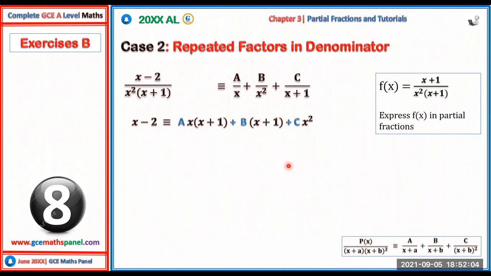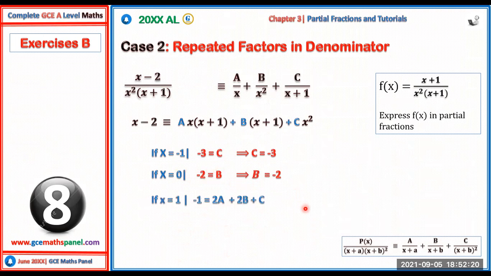Now, using the cover-up method, when x equals minus 1, our C will be minus 3. If x equals 0 and we substitute, we will have b to be minus 2. And if x equals 1 and we substitute the values of b and C in that equation, then our value of a will be 3.